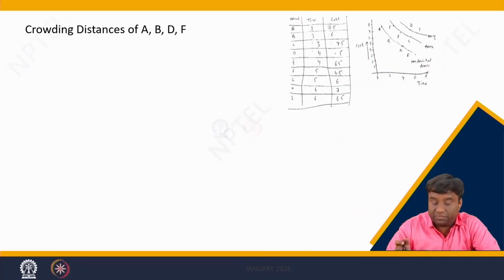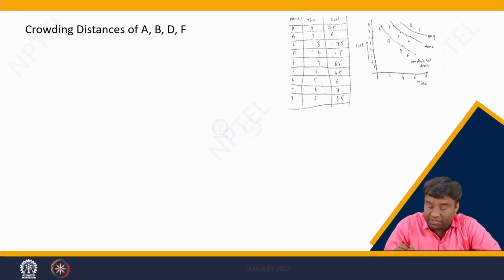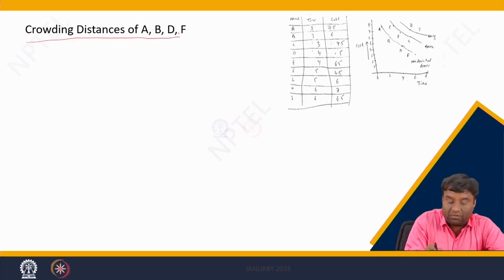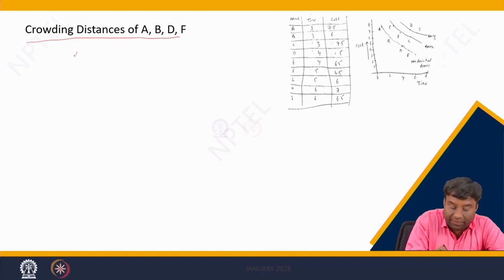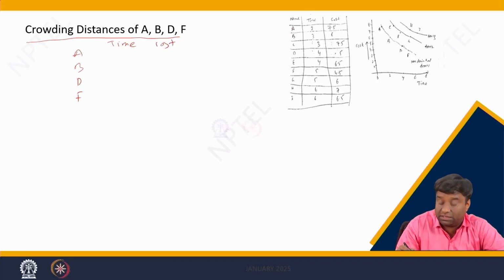There is an example which I also wrote earlier. Here A, B, C, D, F are given as variables, with two objectives, time and cost. We want to minimize both time and cost, so that is 8 to 7.5, like that. This is the table. We want to find the crowding distance of A, B, D, F. Here are time and cost. We are not discussing the other variables, only the points A, B, D, F, not the other points.